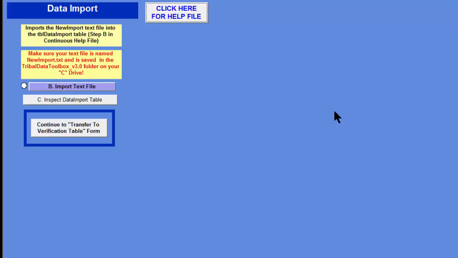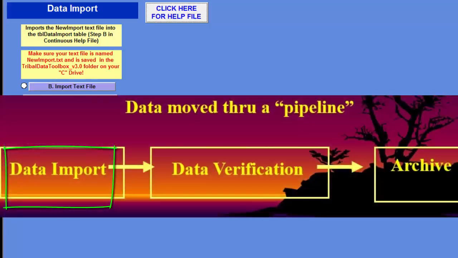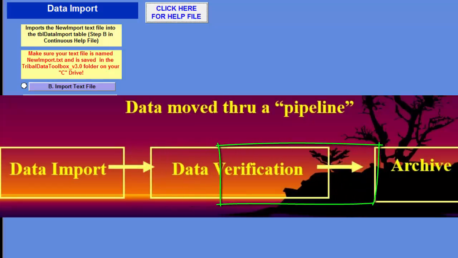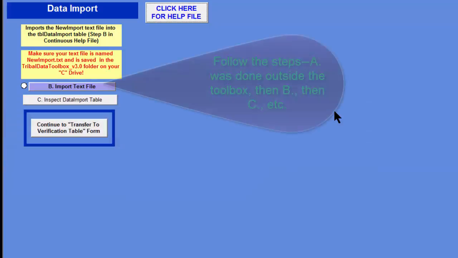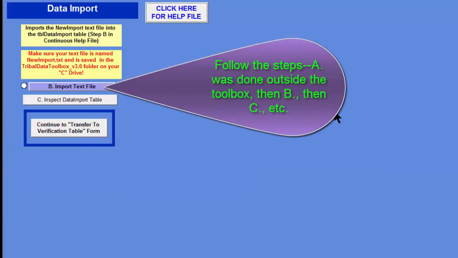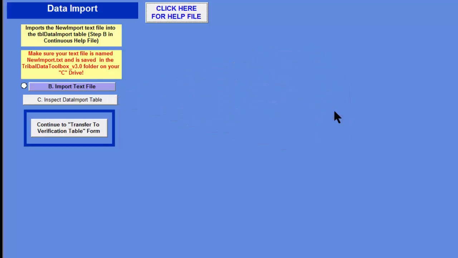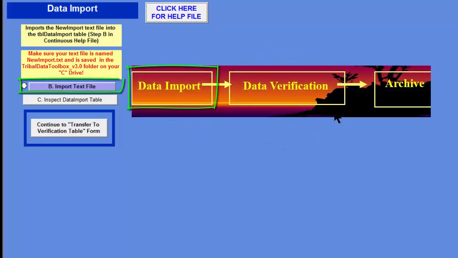So as with the continuous pollutant data files, when meteorological data are imported into the toolbox, data are moved through a pipeline of several different tables. And this is a step-by-step process that's completed by working through several of the toolbox forms in the series. So first, the data go into a temporary data import table. Then you move the data to a data verification table where additional fields are populated and you add flags to your data. And then you move the data to their permanent home, which is the archive table.